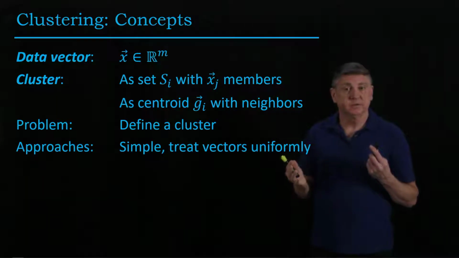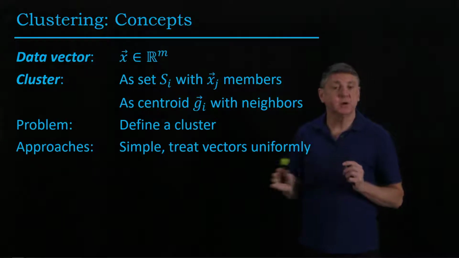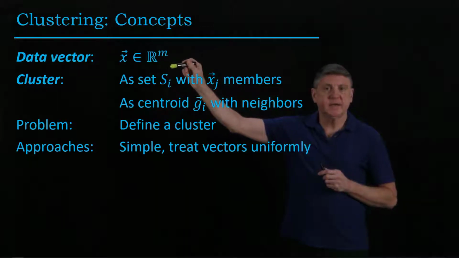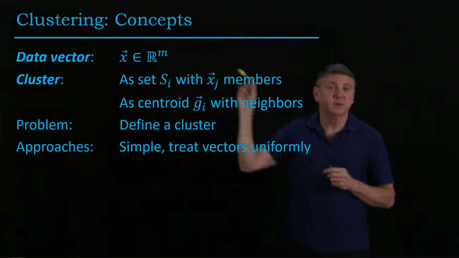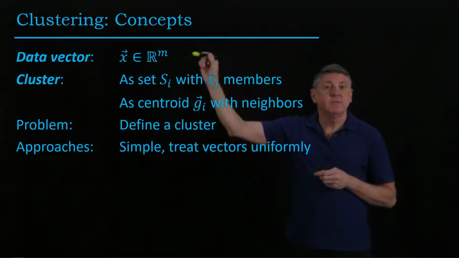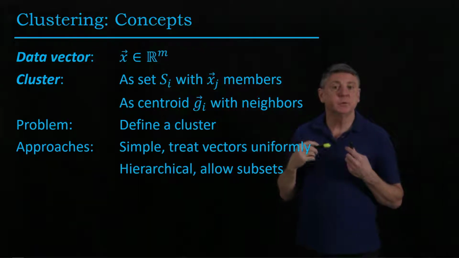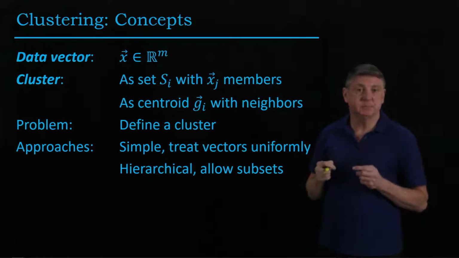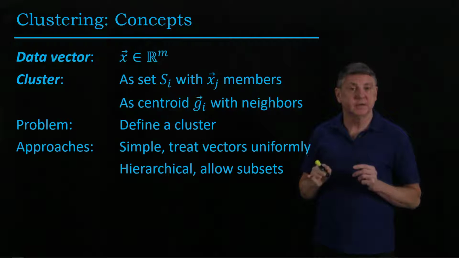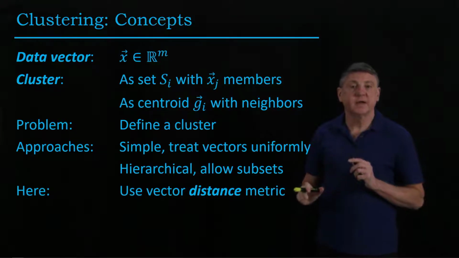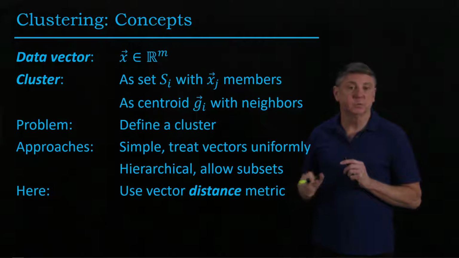There are two methods that we can deal with. One is to simply treat all of the data vectors uniformly. An alternative is that we might take the data and do a first clustering of the data, for example, into 2 or 3 clusters. And then for each one of those clusters, we could find subclusters. That means that we would have a hierarchical clustering method, and this allows us to have deep subsets. It also allows us to structure our data in ways that we can't if we're treating all of the vectors uniformly. So to do this, we're going to rely on the idea of a distance or a norm over vectors.